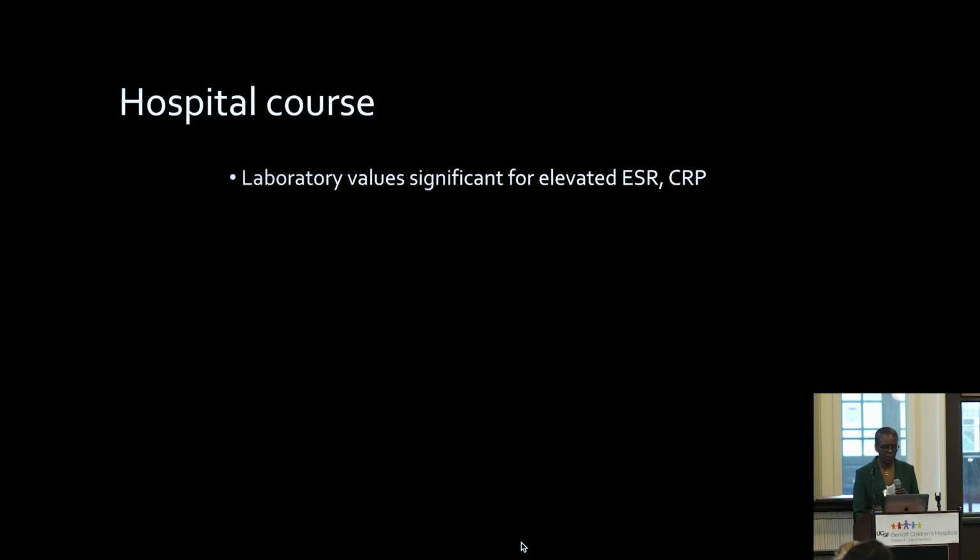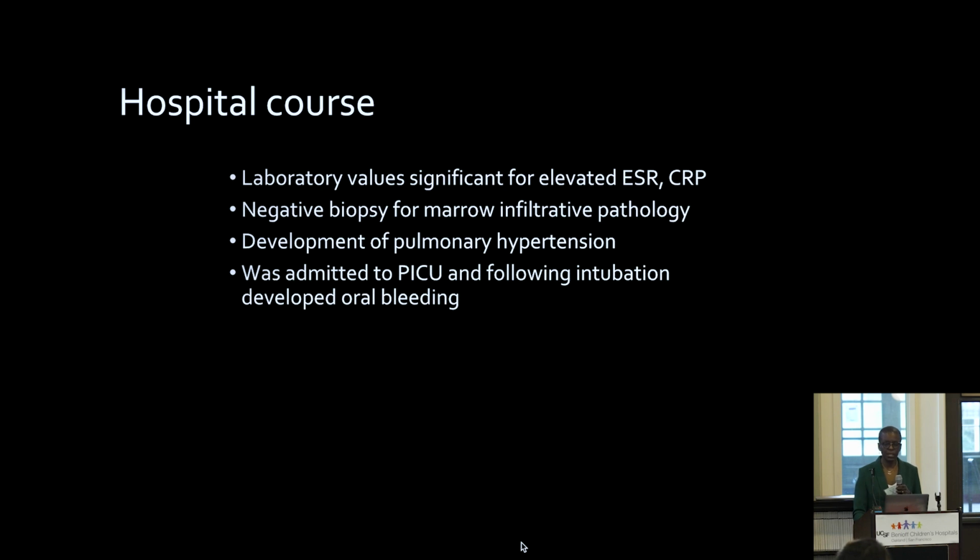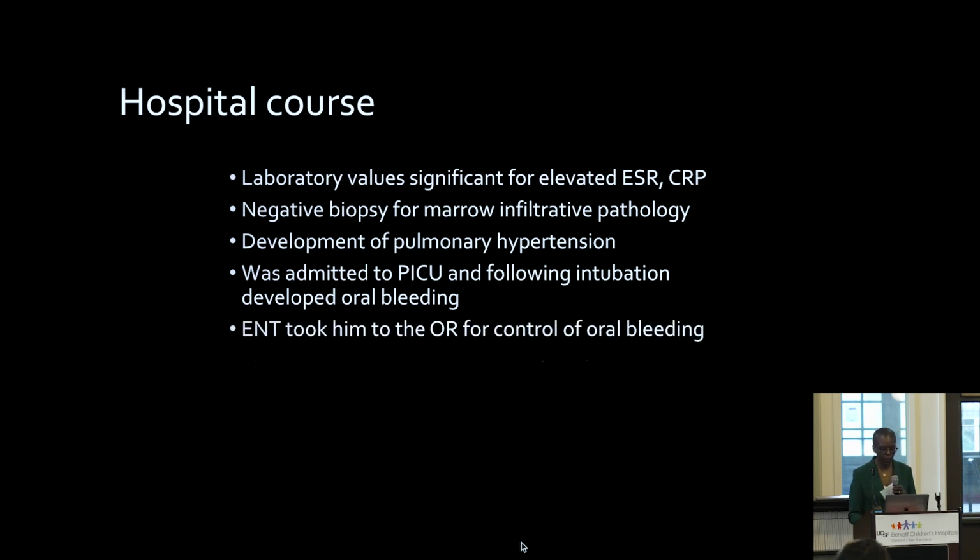So the hospital course went like this. Laboratory values were significant for elevated sed rate and CRP. So not what you expect with chronic non-bacterial osteitis, and also not the wrong age, right? So he had a biopsy. It was negative for bone marrow infiltrative pathology. Then he developed pulmonary hypertension. He was admitted to the PICU and following intubation developed oral bleeding. ENT took him to the OR for control of the oral bleeding.